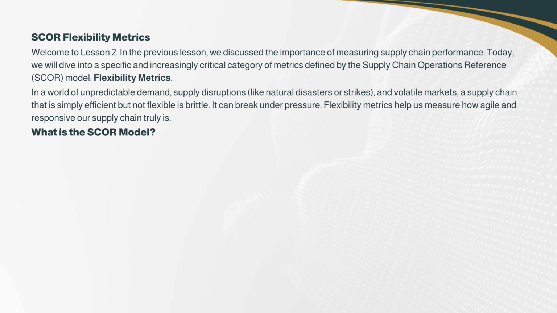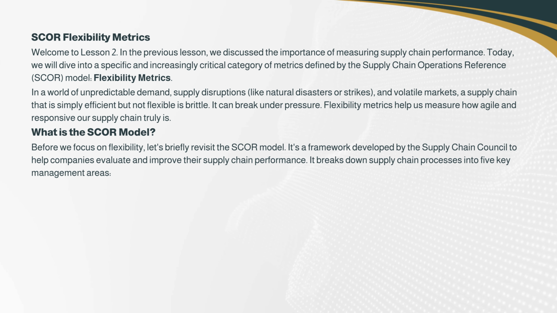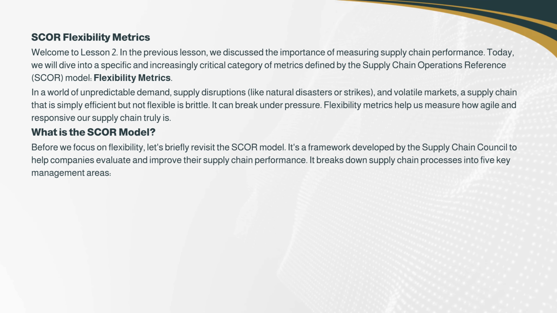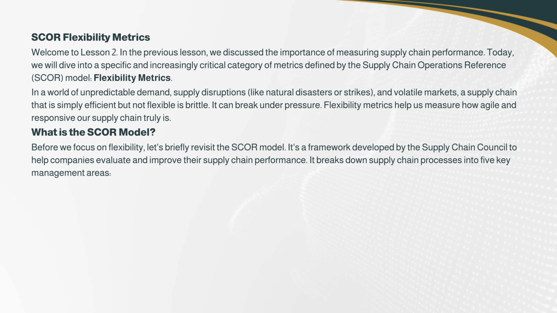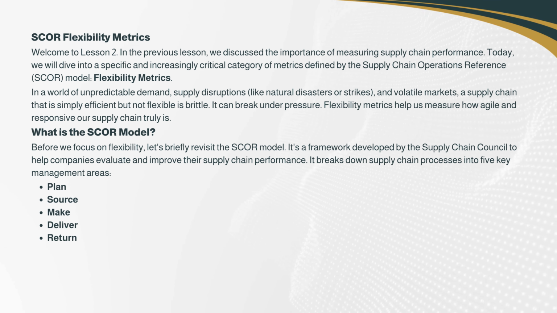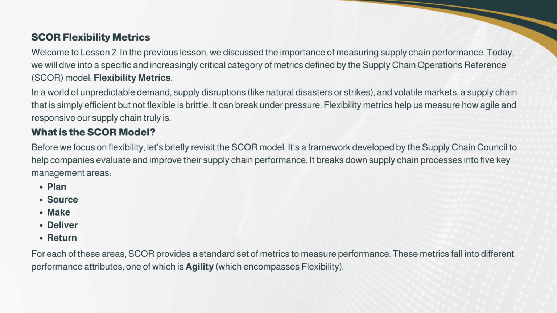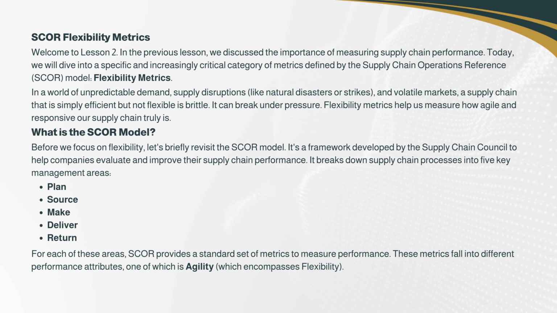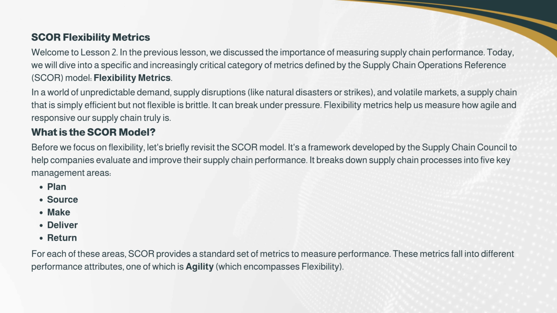What is the SCOR model? Before we focus on flexibility, let's briefly revisit the SCOR model. It's a framework developed by the Supply Chain Council to help companies evaluate and improve their supply chain performance. It breaks down supply chain processes into 5 key management areas: plan, source, make, deliver, return. For each of these areas, SCOR provides a standard set of metrics to measure performance. These metrics fall into different performance attributes, one of which is agility, which encompasses flexibility.